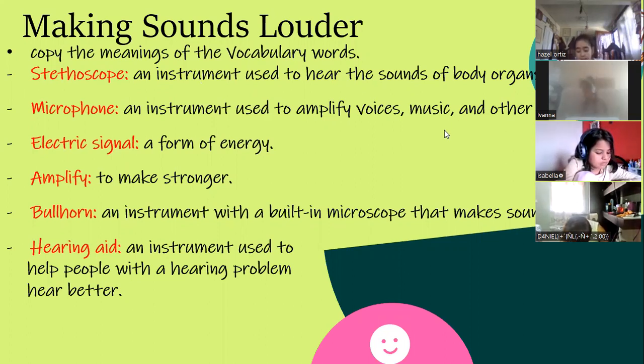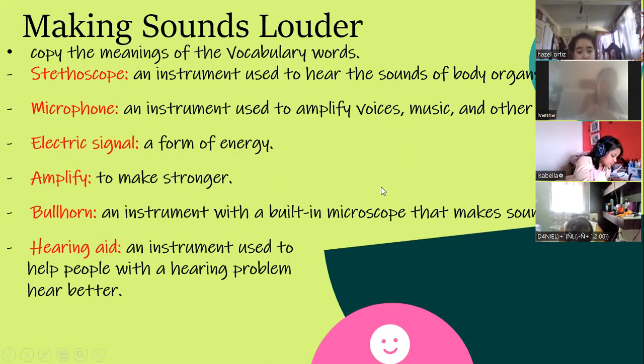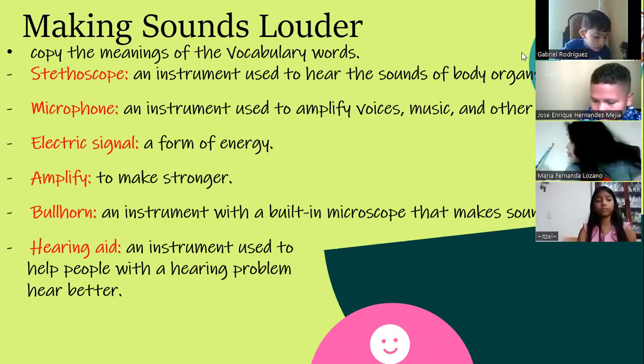What is the second thing you have to do in this class? You have to draw and color a stethoscope, a microphone, and a bullhorn. Okay, let me show you the pictures for a couple of seconds. Draw a picture, draw and color. So if you finish with the definitions, you can make the drawings. The three objects are something you already know. You can make the drawings without watching the pictures.